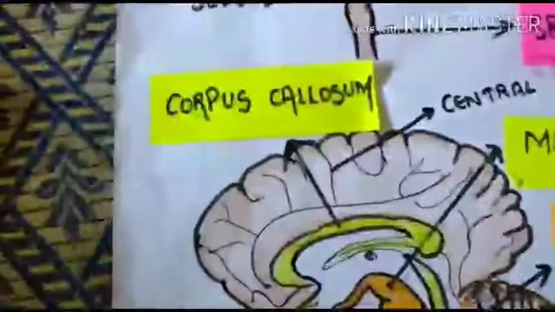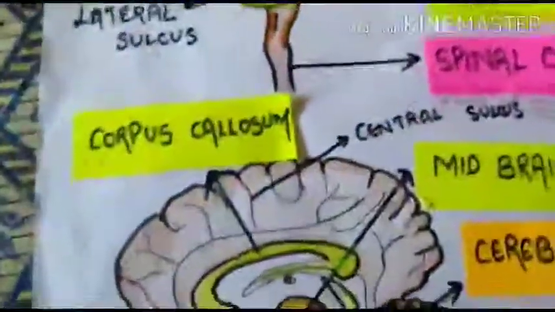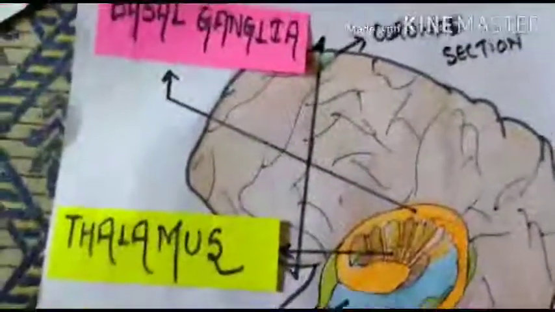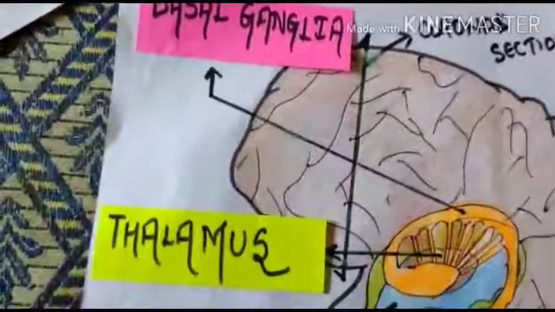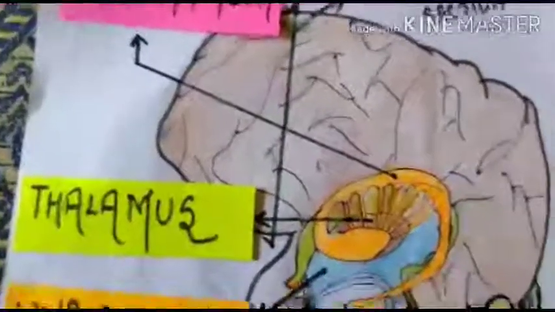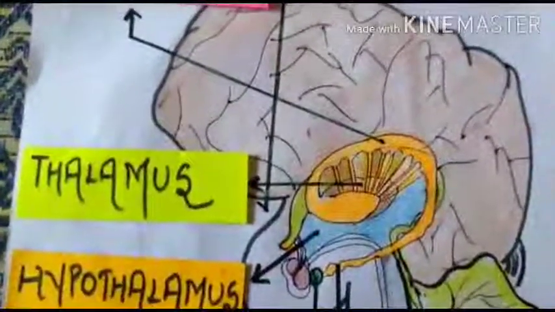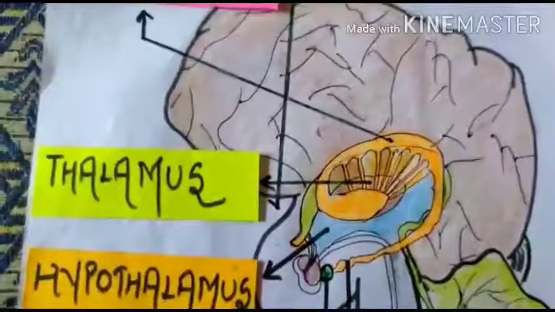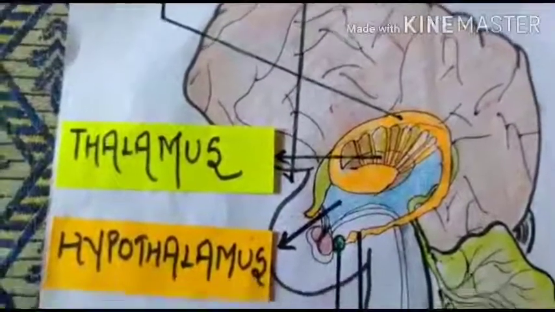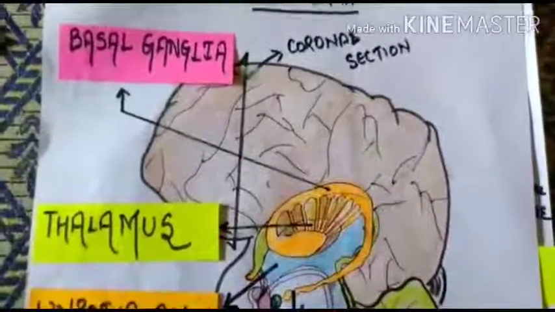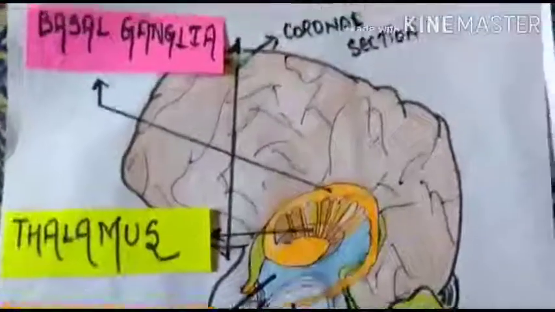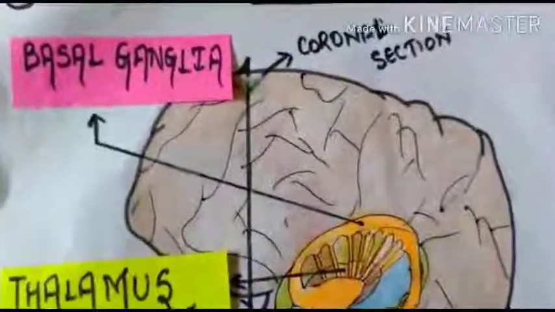Next, we are showing the coronal section of the brain. The coronal section separates the brain into anterior and posterior halves. It helps to show the placement of some of the internal structures of the brain that we are not showing in other diagrams. And first of all, here we have the basal ganglia.